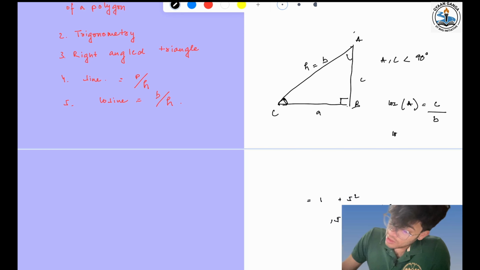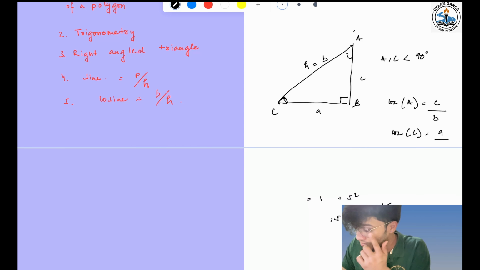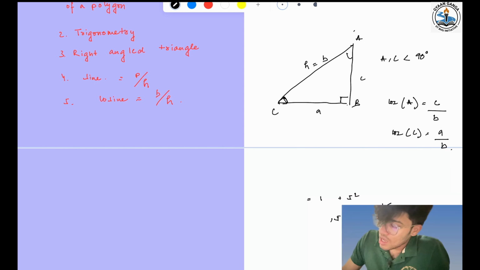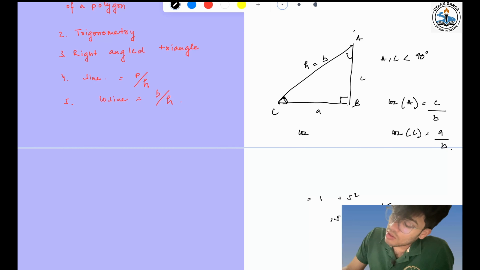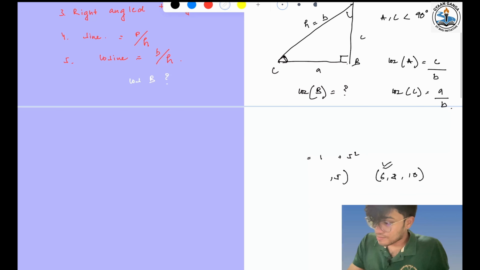Hypotenuse remains the same, and cos C is A upon B. Right. As homework, I want you to find out the value of cosine of B in this triangle that I am referring to.